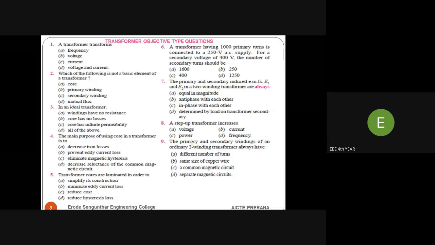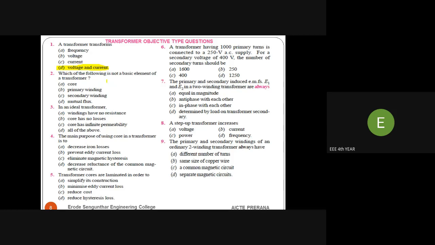A transformer transforms: option A, frequency; option B, voltage; option C, current; option D, voltage and current. Definitely voltage and current is the correct answer. The transformer transforms both voltage and current. That means it conveys electrical power from one circuit to another circuit.